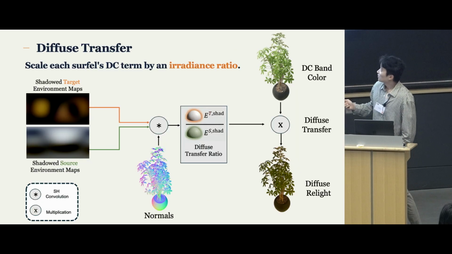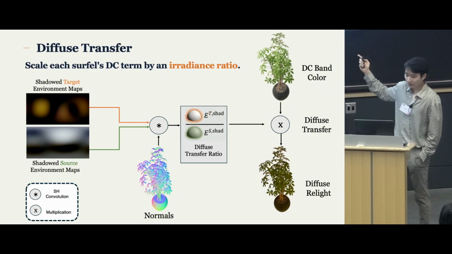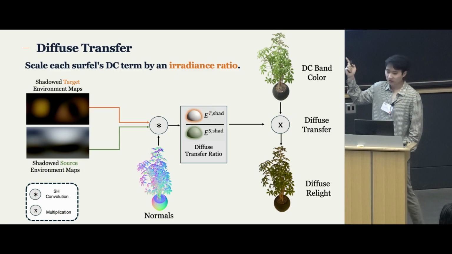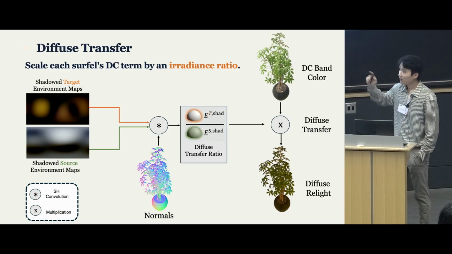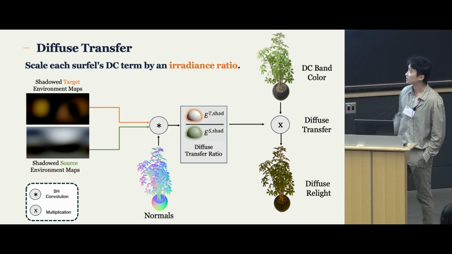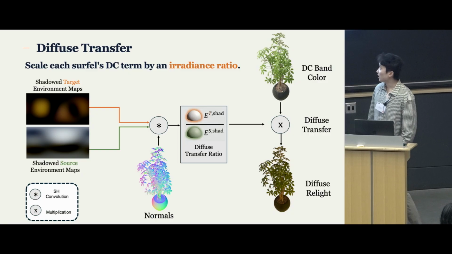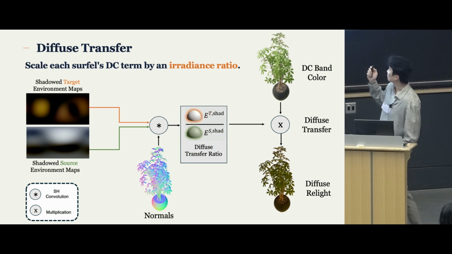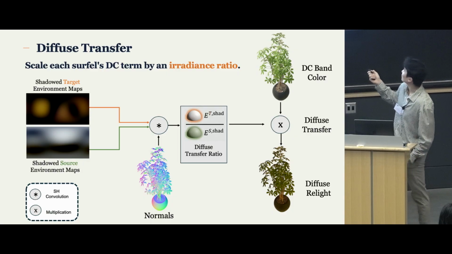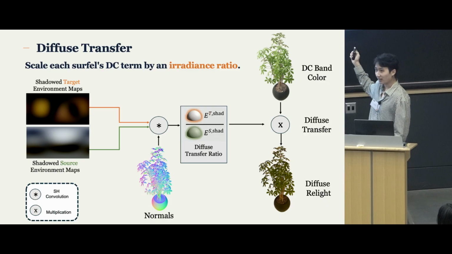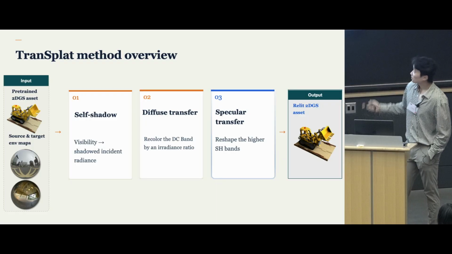So that means that in order to relight for diffuse, all we need to do is scale each Gaussian's DC harmonic terms by a simple irradiance ratio. Here we see the two outputs from the previous stage, the shadowed target and source environment maps. All we need to do is a convolution within SH domain with the normals and multiply this calculated irradiance ratio with the out-of-the-box DC band color, and boom, we instantly get the diffuse relight. So I hope that was straightforward.